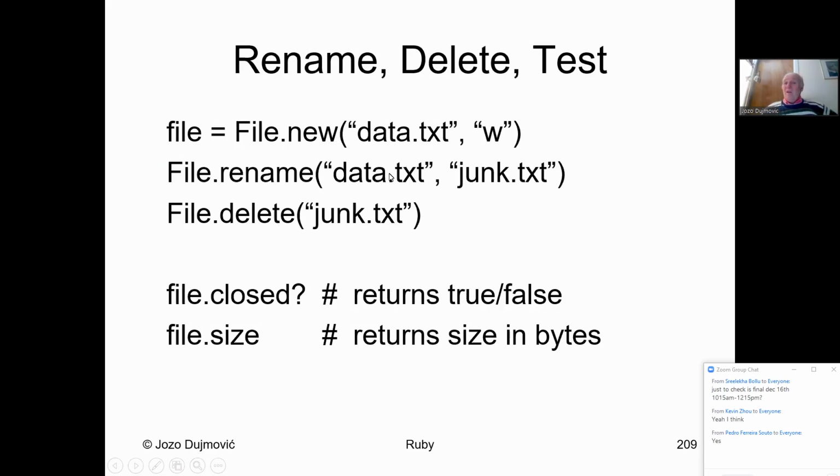Rename file data.txt to junk.txt. After that, File.delete junk.txt. You delete that file. Ask whether file is closed. Return true or false. File size returns size in bytes. This is useful to know how big the files are.